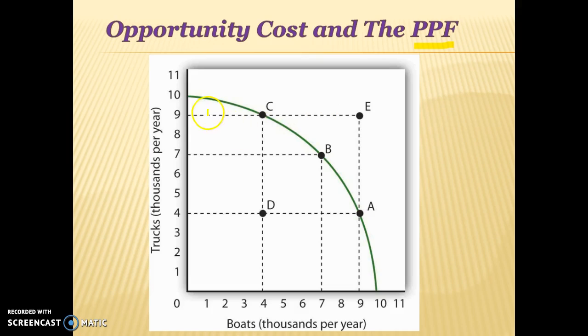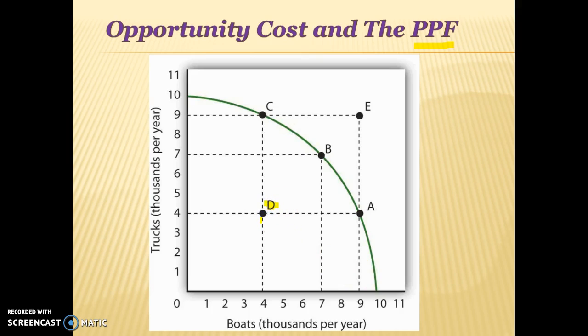Well, the PPF firstly is this green curve. This green line represents all the different production possibilities of an economy if they use all their resources as efficiently as possible. So every point along the green PPF represents an economy that is using its resources efficiently. If an economy is not using its resources efficiently, we will be within the PPF.